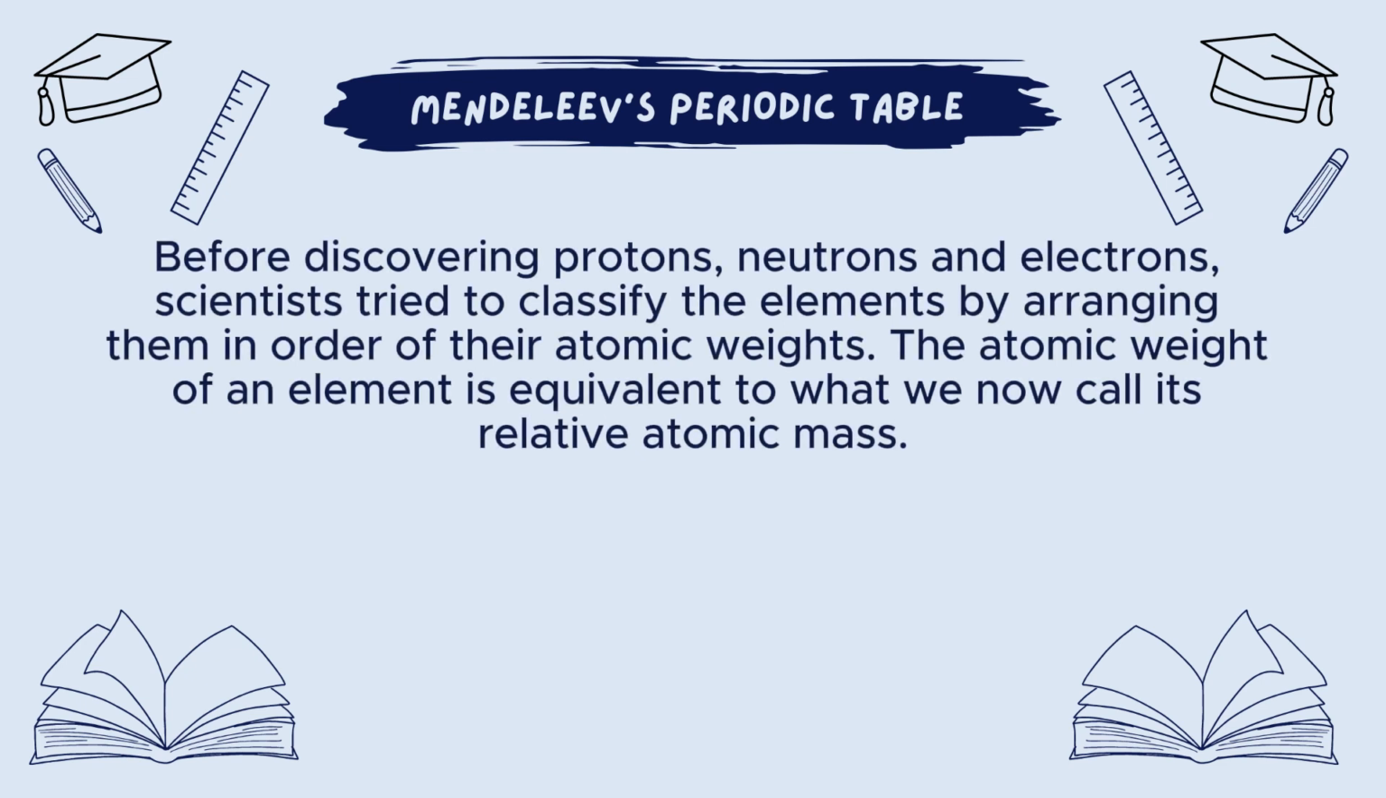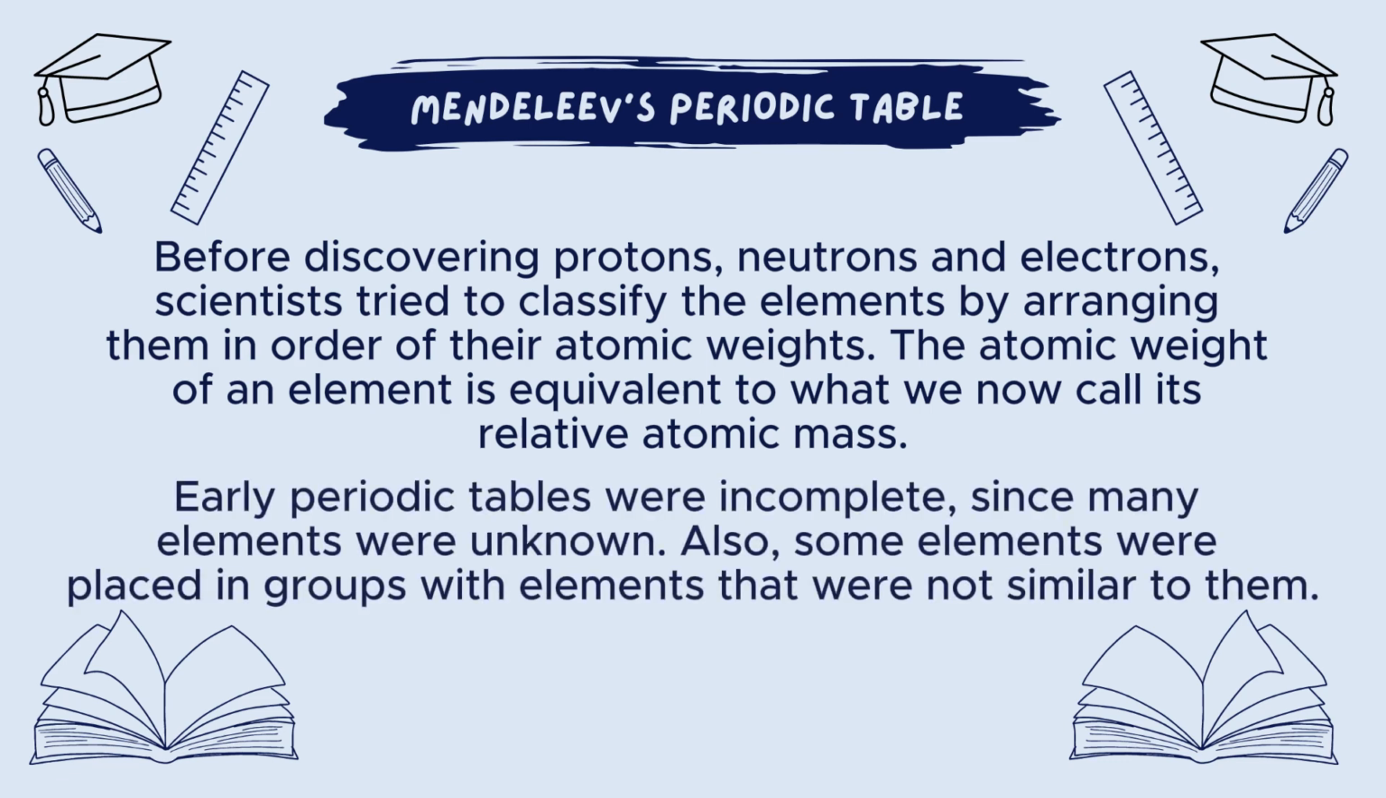Before discovering protons, neutrons and electrons, scientists tried to classify the elements by arranging them in order of their atomic weights. The atomic weight of an element is equivalent to what we now call its relative atomic mass. Early periodic tables were incomplete since many elements were unknown. Also, some elements were placed in groups with elements that were not similar to them.